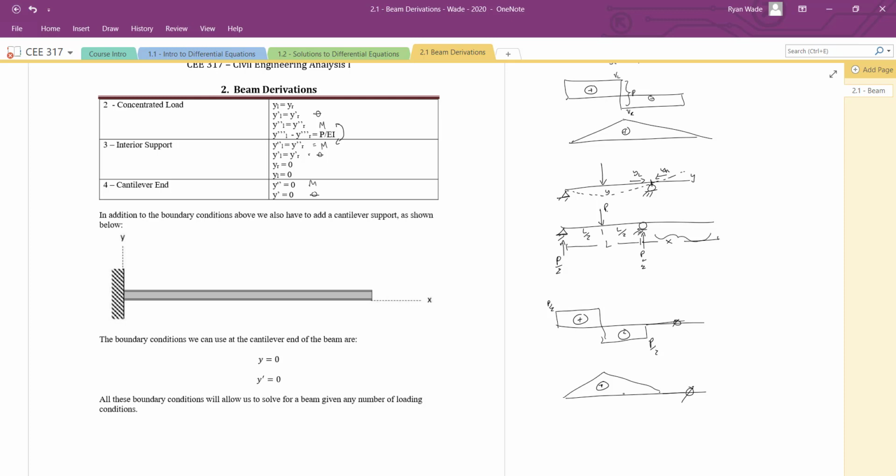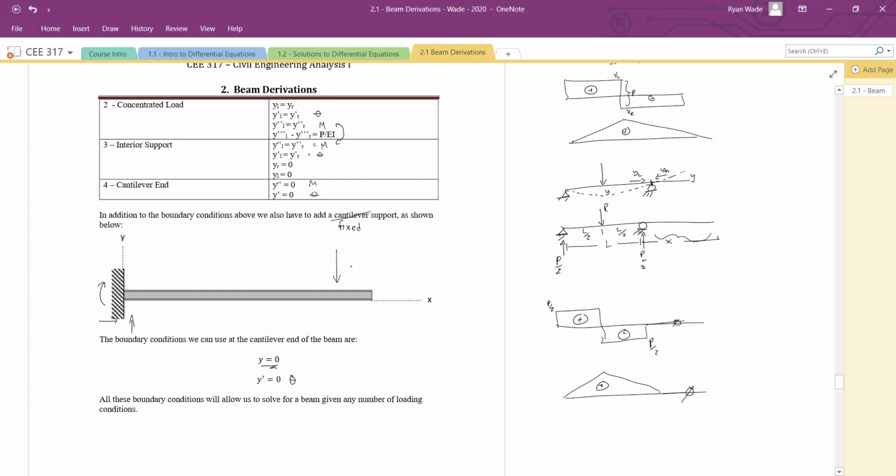The only other boundary condition that we haven't talked about is if we have a cantilever support. So if it's fixed at one end, I guess fixed support would be a better term, right? So a fixed support resists in the X and the Y, and it also resists moment. So what we can get for the cantilever beam is that our Y is equal to 0, right? Our displacement is equal to 0 because it's fixed. But we also get that our angle of twist is equal to 0.